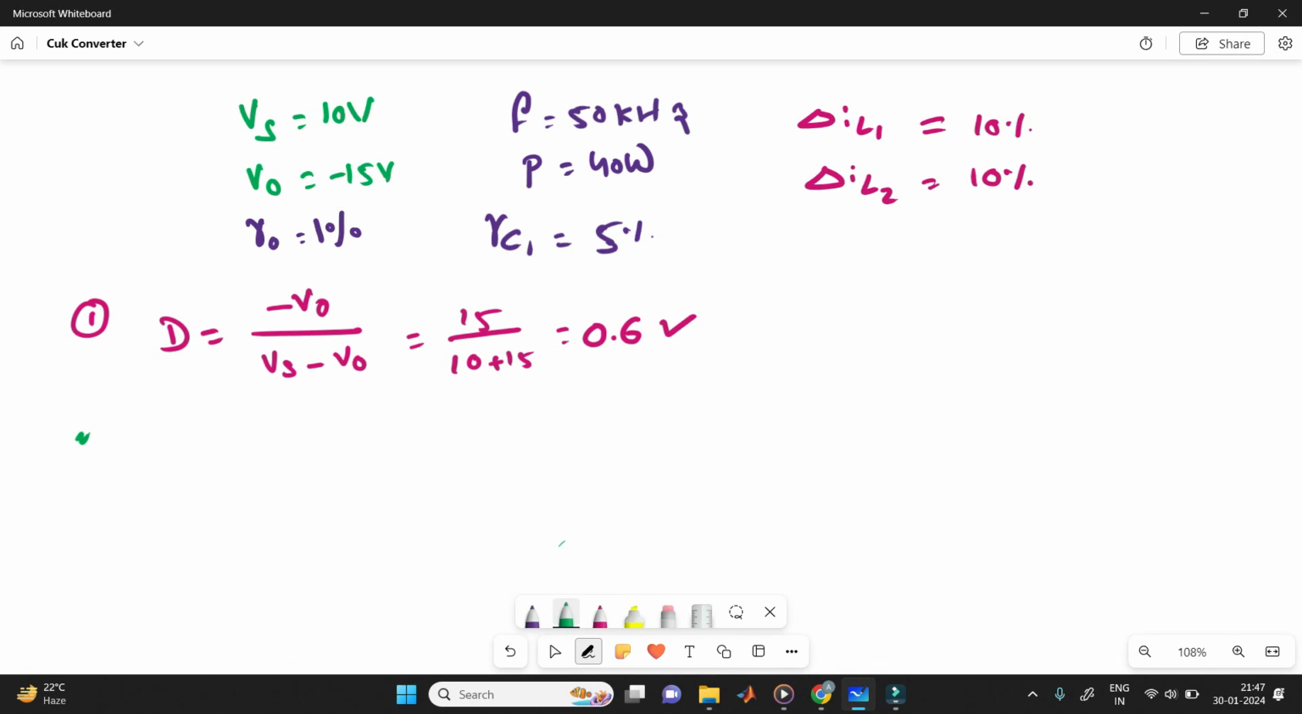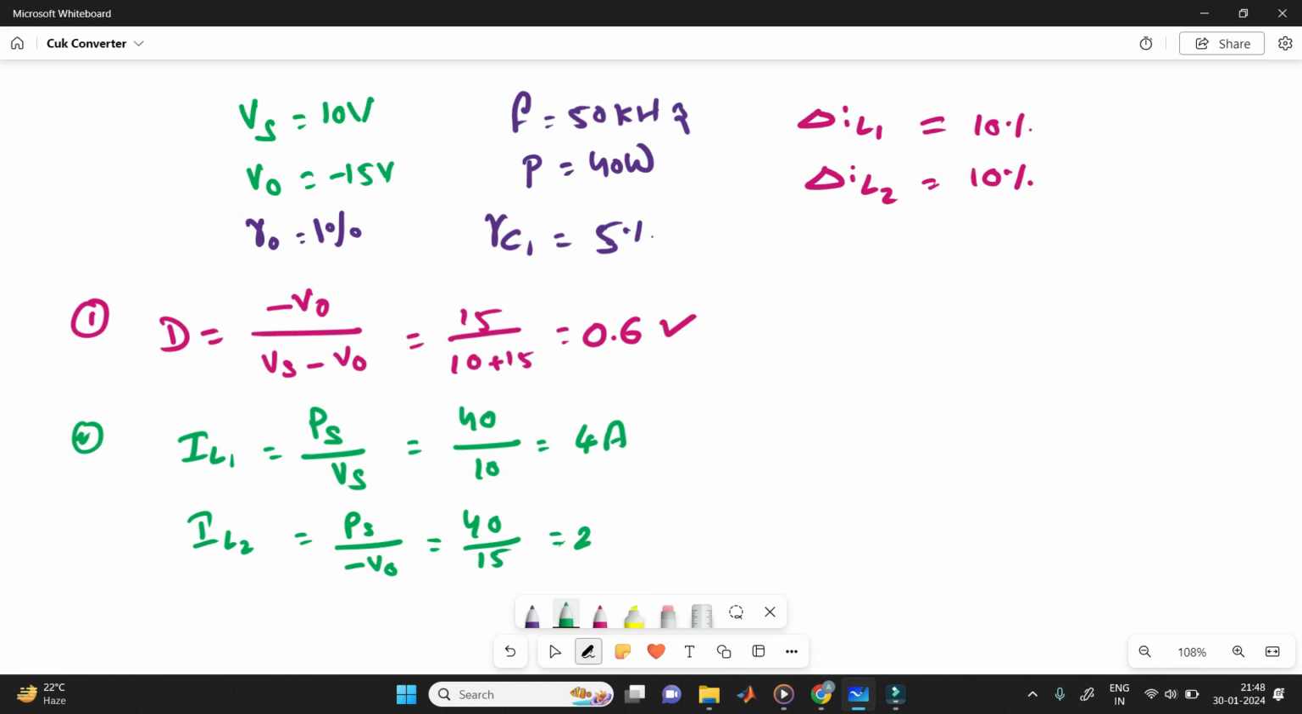So after that, find the inductor current values. Current across inductor 1 is Ps by Vs. We know that power is 40 watts, so 40 by input voltage 10 volts, then you will get 4 amps. And to find the second inductor current, the formula is Ps by minus V0, so 40 by 15, that is equal to 2.66 amps. These are the inductor current values.